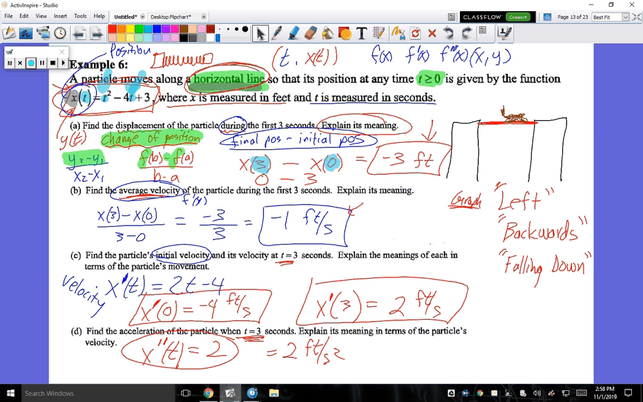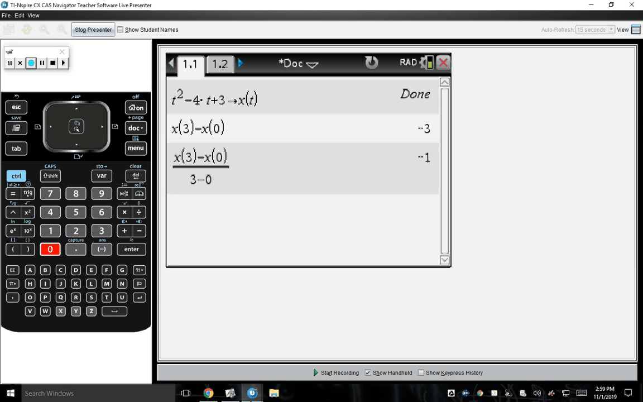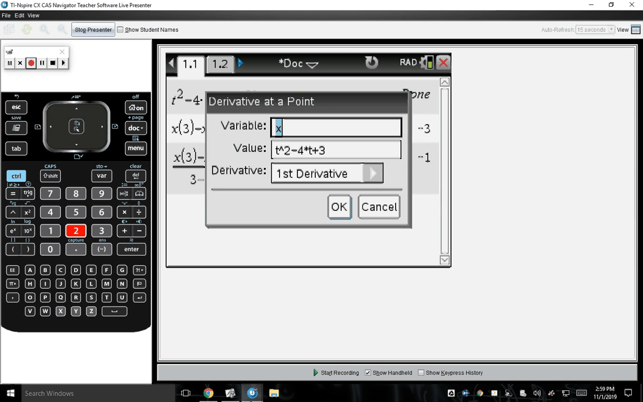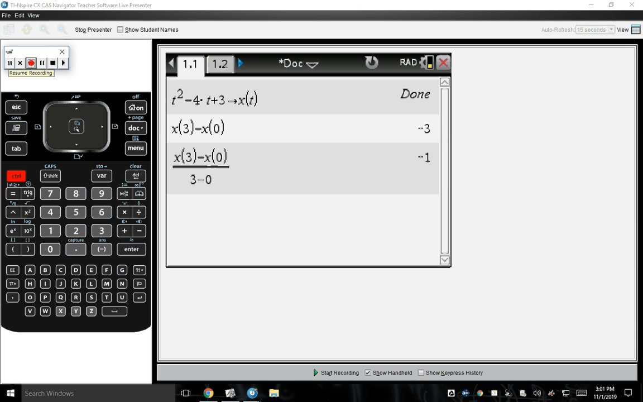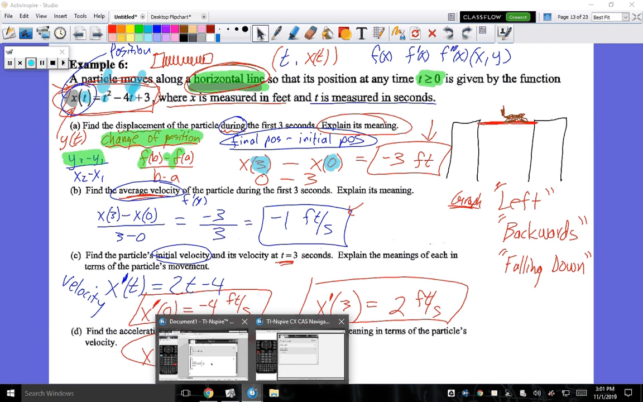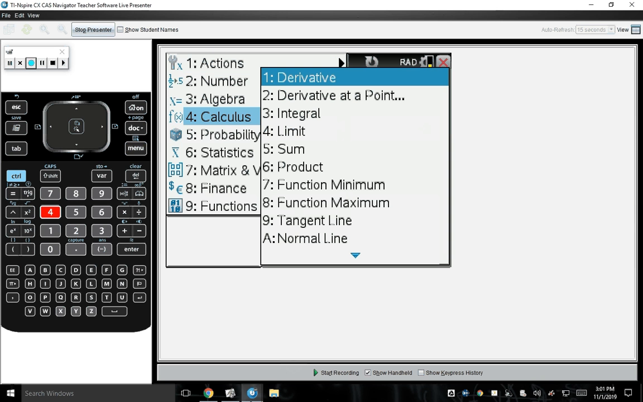Find the particle's initial velocity and its velocity at 3. It's basically just x prime. So here we go. This is how we do this. Menu, 4 for calculus, 2 for a derivative at a point. So we're going to find the velocity at 3 and at 0 seconds. Okay, so let's try this again. Menu, calculus, number 4, 2 for a derivative at a point.